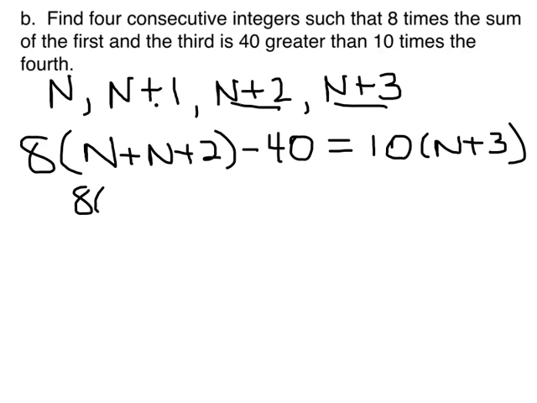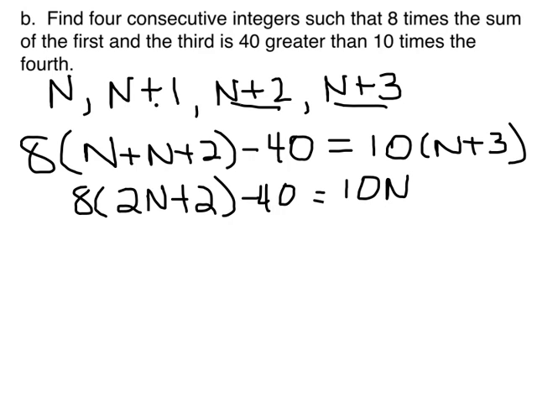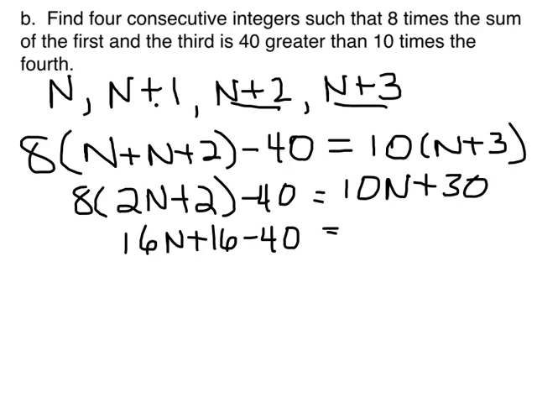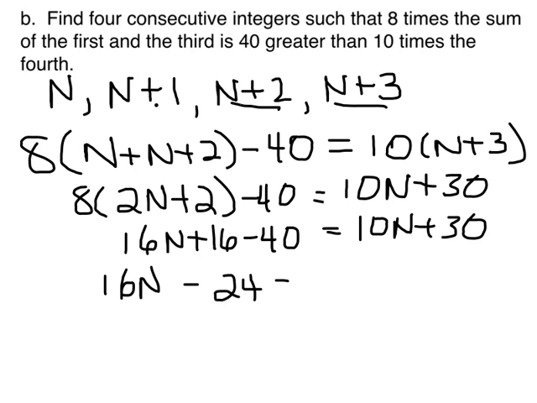And here I have 8 times 2n plus 2 minus 40 equals 10n plus 30. Distribute over here, I've got 16n plus 16 minus 40 equals 10n plus 30. Combine these like terms. 40 minus 16 is 24, and that will be a negative. 16n minus 24 equals 10n plus 30.